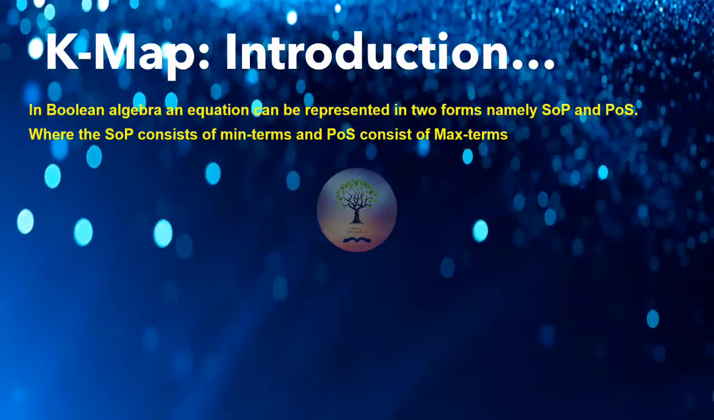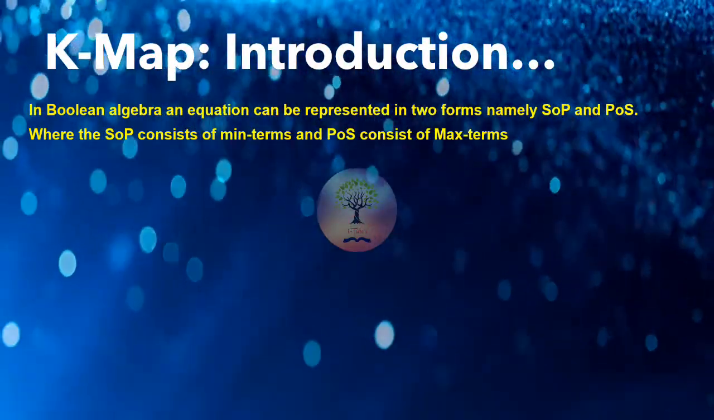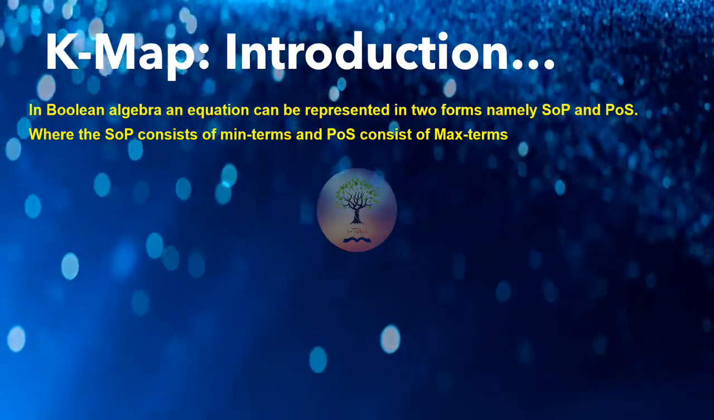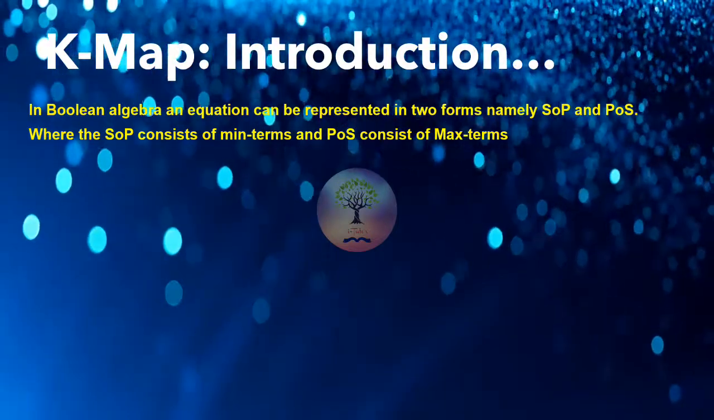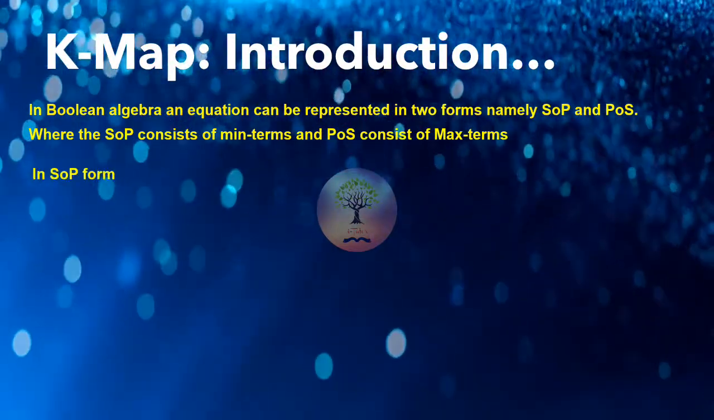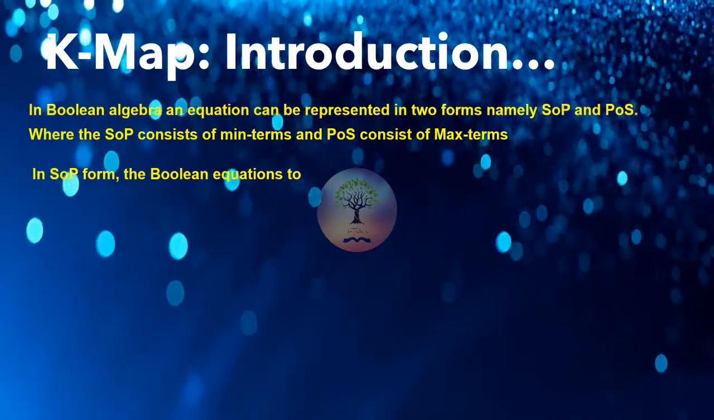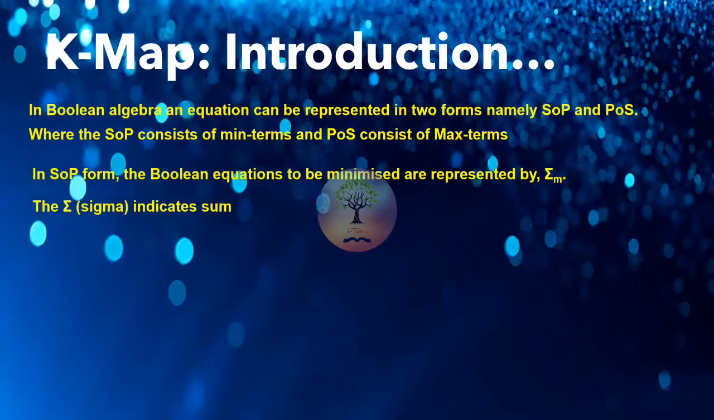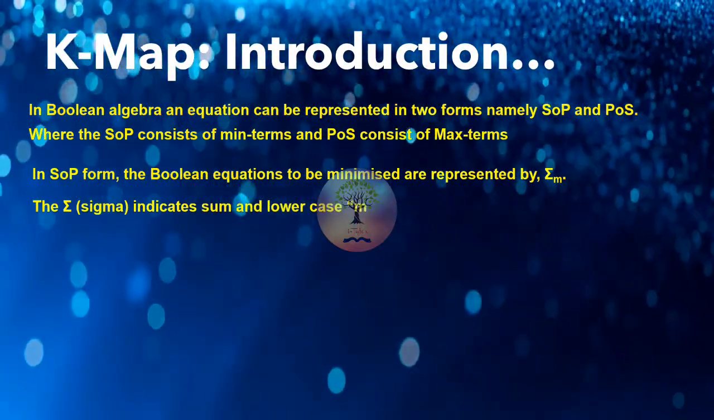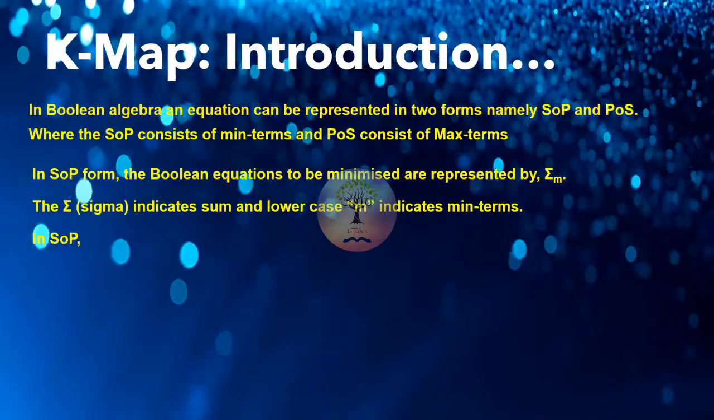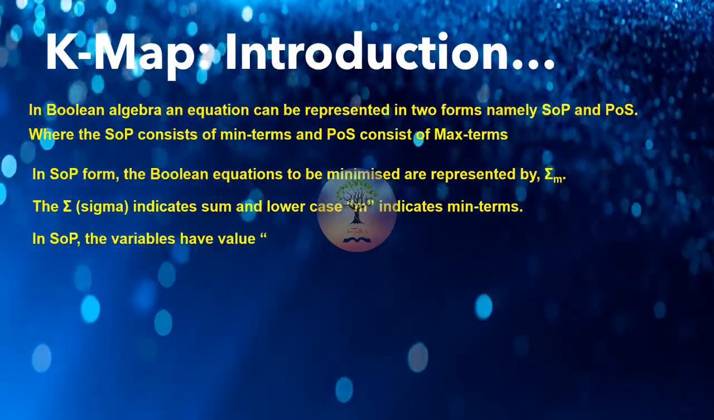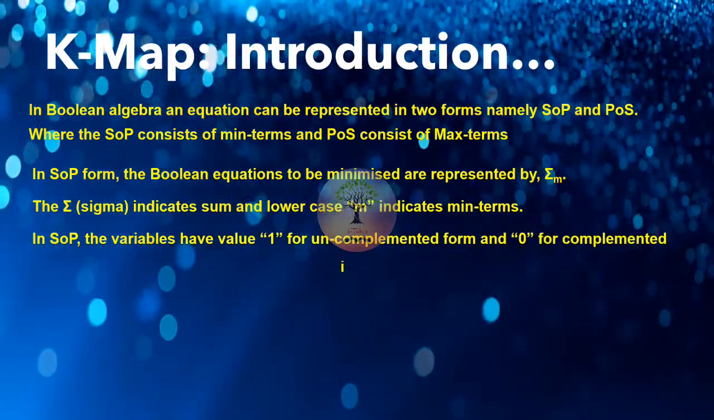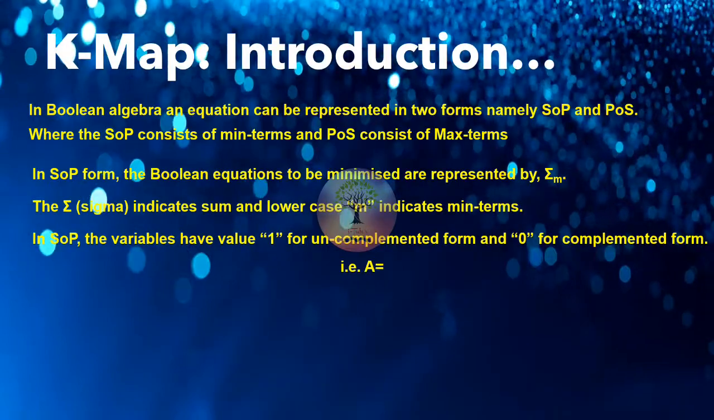In Boolean algebra, an equation can be represented in 2 forms, namely SOP and POS. The SOP consists of min terms and POS consists of max terms. In SOP form, the Boolean equations to be minimized are represented by sigma m. The sigma indicates sum and lowercase m indicates min terms. In SOP, the variables have value 1 for uncomplemented form, and 0 for complemented form. That is, A equals 1, and A bar equals 0.